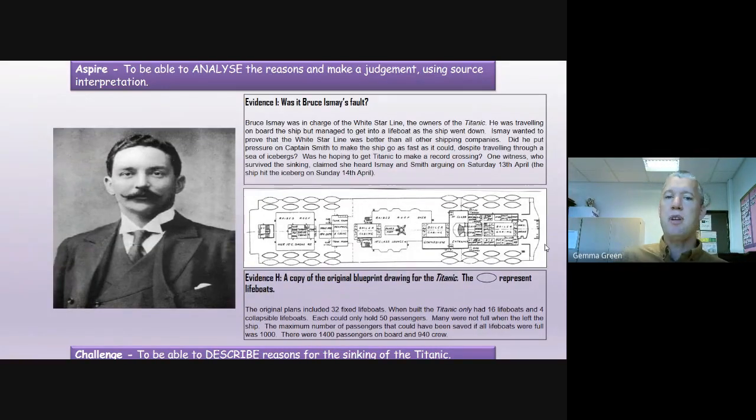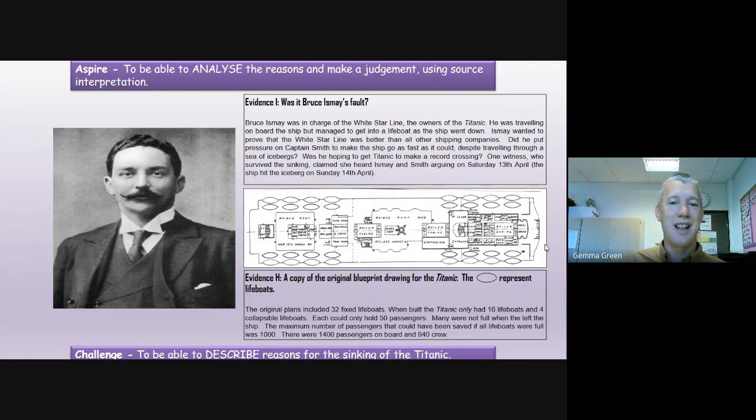The next person is Bruce Ismay. So was it Bruce Ismay's fault? Bruce Ismay was in charge of the White Star Line. So that was the company that built the Titanic, so the owners of the Titanic itself. He was actually travelling on board the ship, but he was one of the ones that managed to get onto a lifeboat as the ship went down.